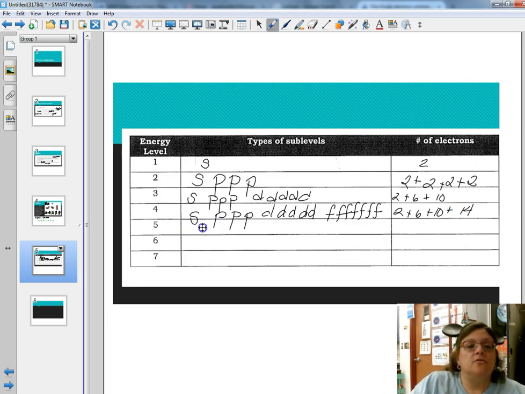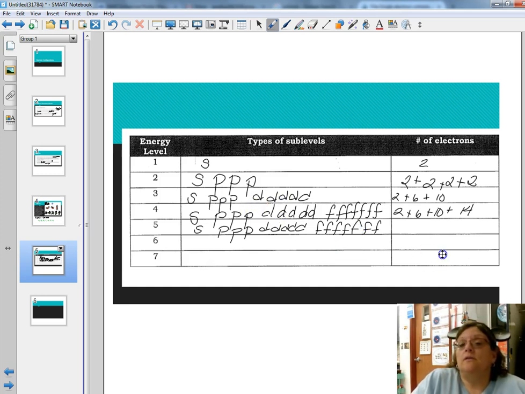The fifth energy level doesn't ever fill above the Fs, but it could hold an additional one, which would be the G level. And since we have 7 Fs, it goes 1, 3, 5, 7, there would be 9 G orbitals. But at this point, we don't ever get there.